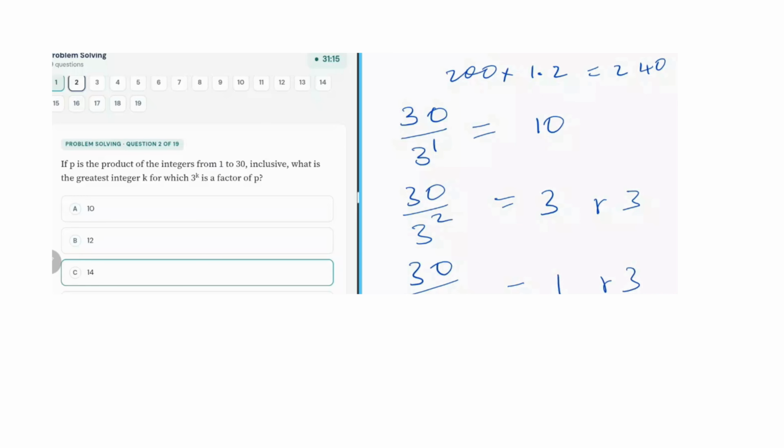30 divided by 3 raised to the power 4. 3 raised to the power 4 is 81, so it cannot go. Now, we add all these powers. All these: 10 plus 3 plus 1. It will give us 14.